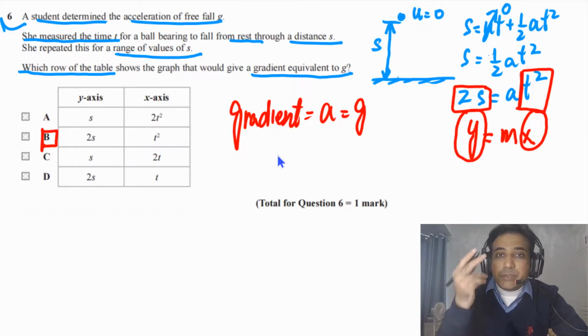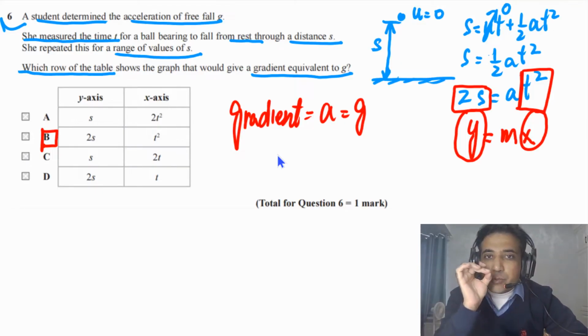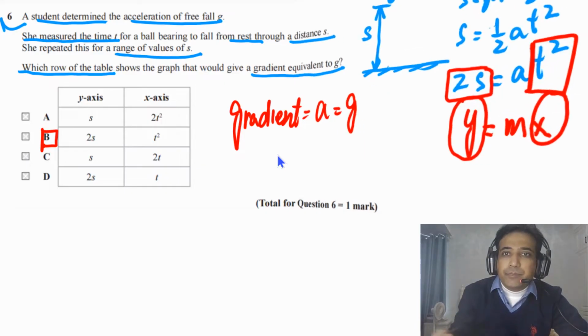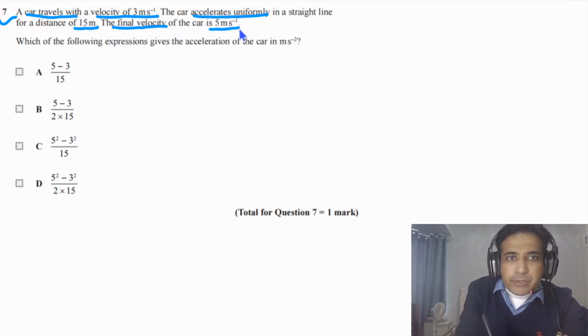Pretty straightforward question. If you have done this experiment, you can simply look at the given options and find the answer. Question 7 says, a car travels with a velocity of 3 meters per second. The car accelerates uniformly in a straight line for a distance of 15 meters. The final velocity of the car is 5 meters per second. Which of the following expressions gives the acceleration of the car in meters per second per second?